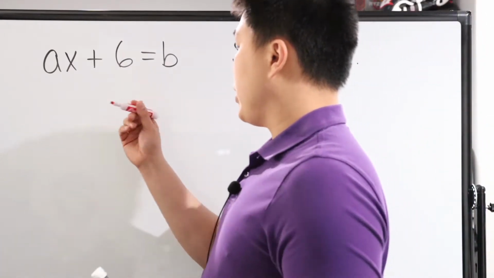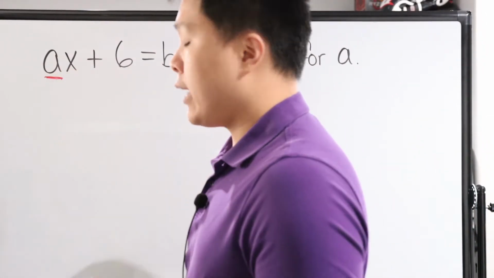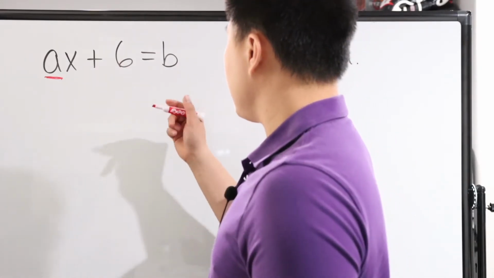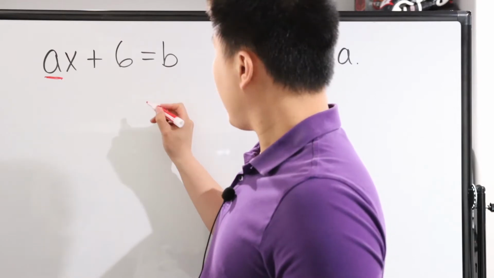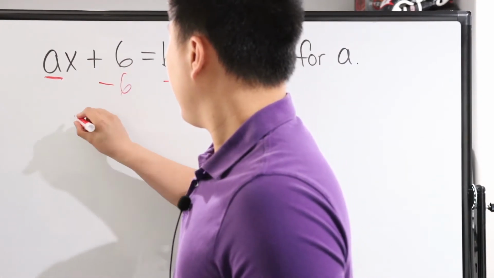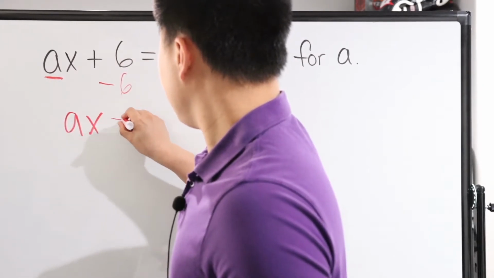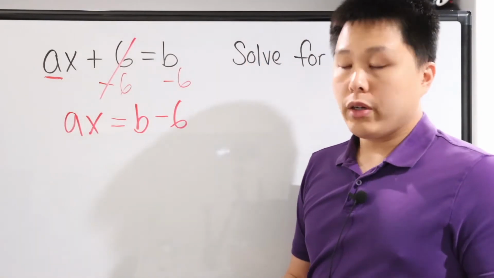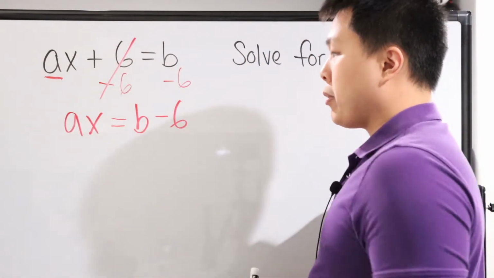So our a is right here. So we have to get rid of everything else. Now, first and foremost, we have a 6. Let's just get rid of the 6. This is a plus 6, so we're going to do the opposite. Minus 6, minus 6. So we have ax equals b minus 6. The reason is because this cancels out. Okay, there we go. ax equals b minus 6.